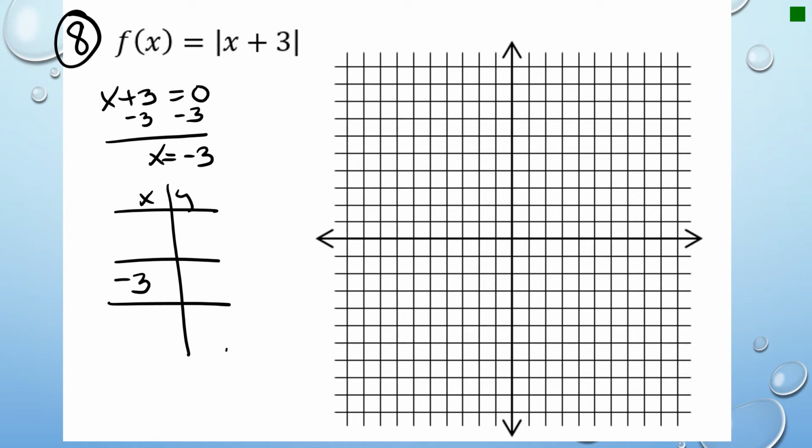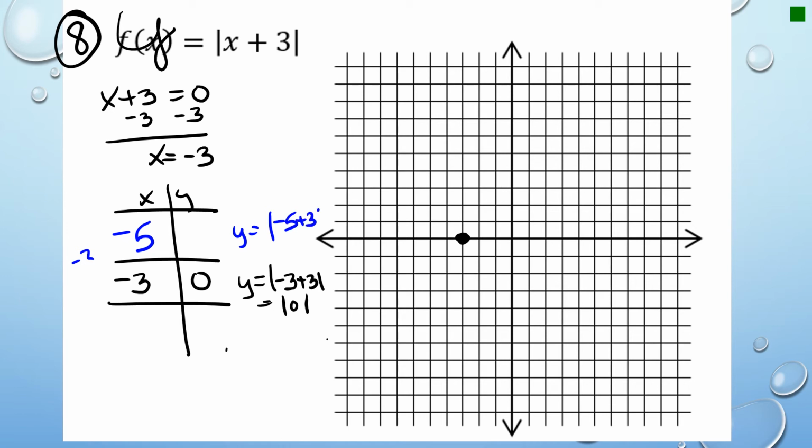Okay, to find the y, remember this is a fancy way of saying y. It's the absolute value of -3 plus 3. That's the absolute value of 0, which is 0. That's my vertex. I'm going to go down 2. So -3 minus 2 gives me -5. So I'm going to put -5 in for x. That gives me the absolute value of -2, which is 2. So I'm going to go left 5, up 2.